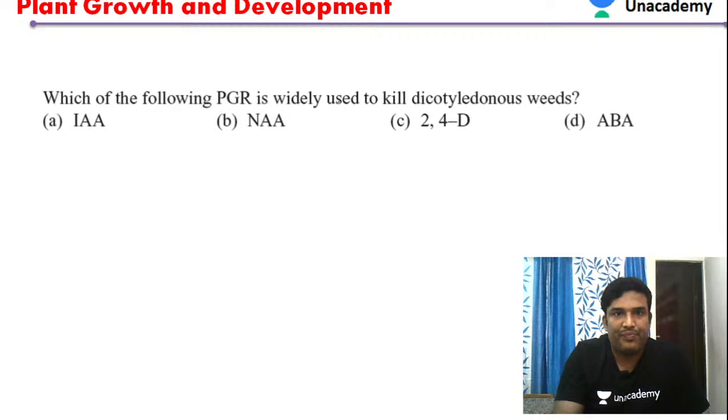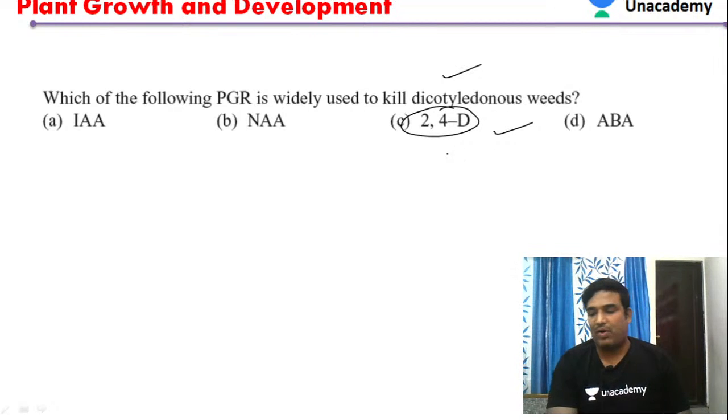Next one. Which is used to kill the dicotyledonous weed? Certainly it is 2,4-D. 2,4-D is used in removing the dicotyledonous weed.